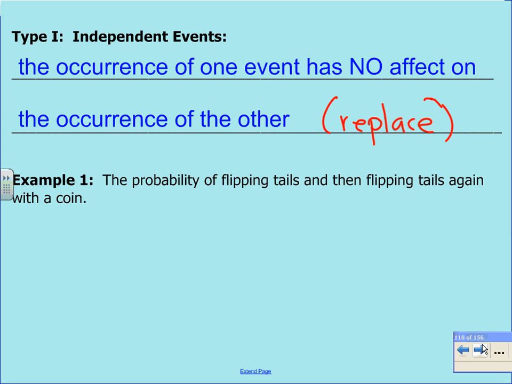Independent event: the occurrence of one event has no effect on the occurrence of the other event. Go ahead, Adam. You can say it. Hold on. Let me just get this chart for you. You can say the result of one event instead of occurrence. Yeah, you can say the result of one event has no effect on the result of the other. That's fine.